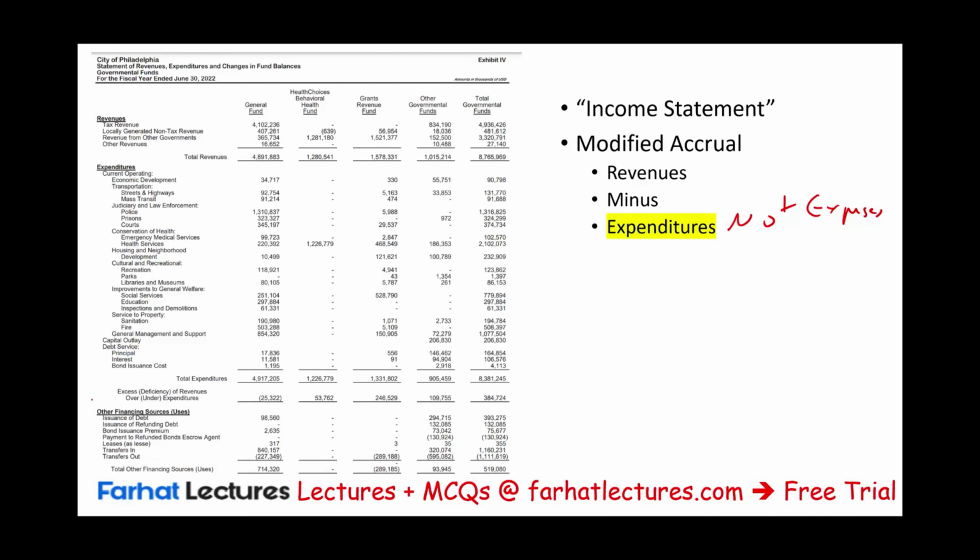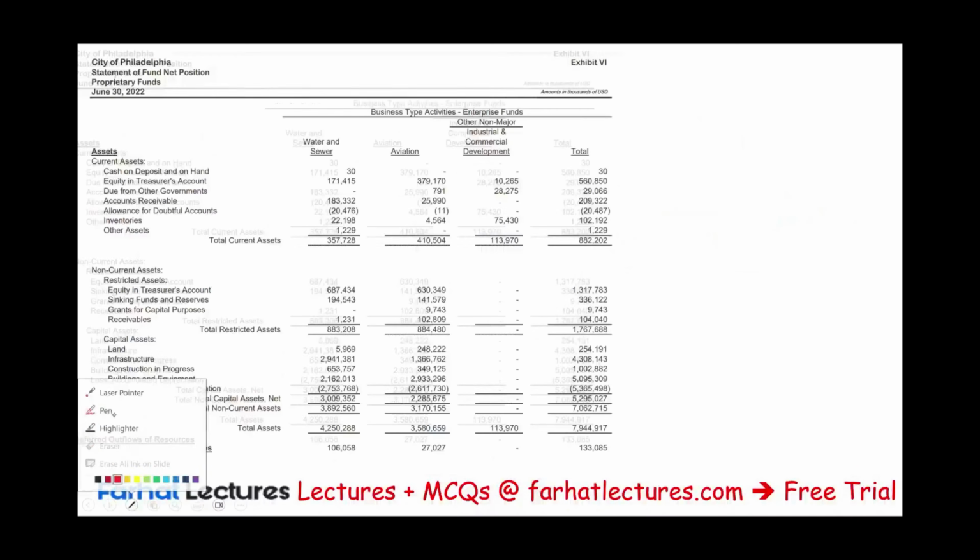Also here we have other financing sources. For example, we could have debt as a financing source, or uses. For example, we could be paying off debt. We could have leases, transfers in and transfers out as well, that go into the statement. So this is basically an overview of what's equivalent to the income statement. But again, for the governmental fund, we call it what? Statement of revenues, expenditures, and changes in fund balances.